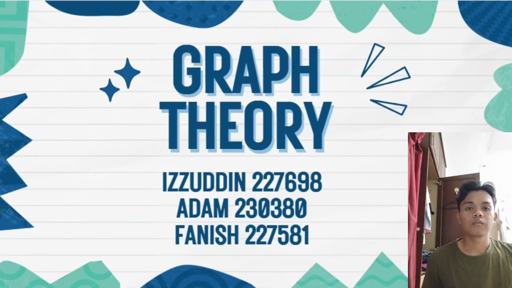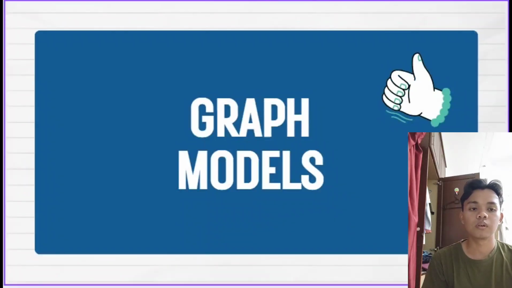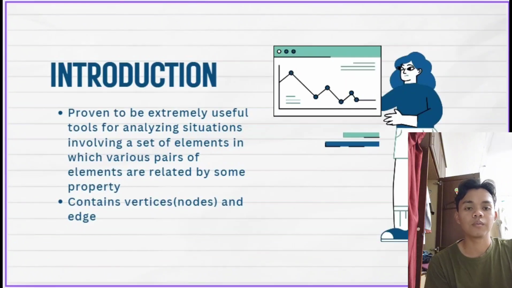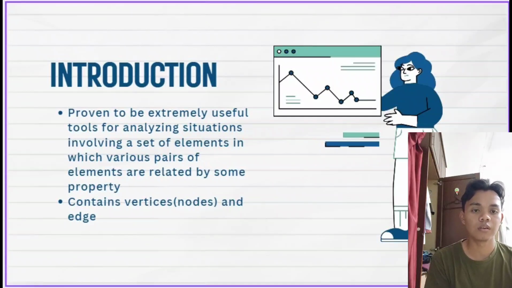So first we move to a graph model. The intro is that the graph is proven to be an extremely useful tool for analyzing situations involving a set of elements in which various pairs of elements are related by some property. The graph contains vertices or nodes and edges.